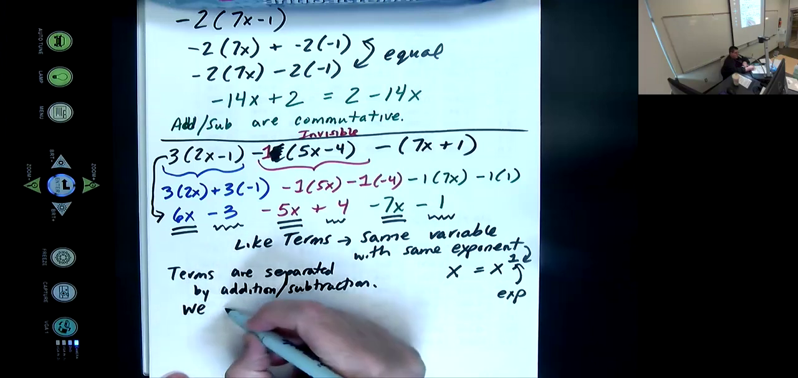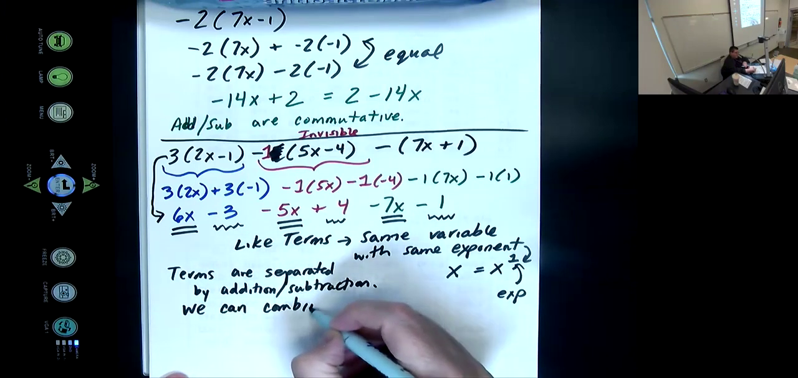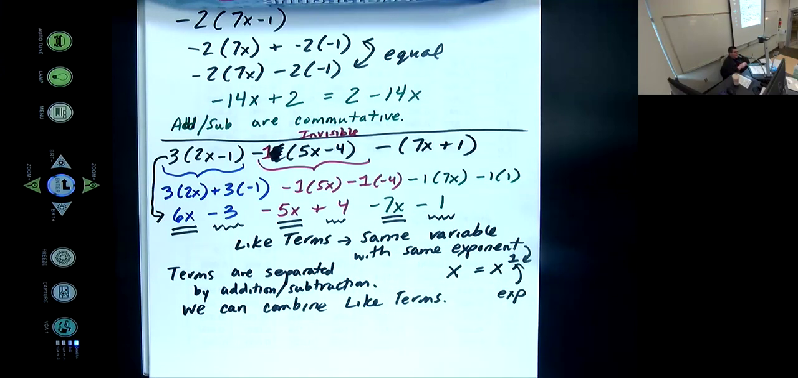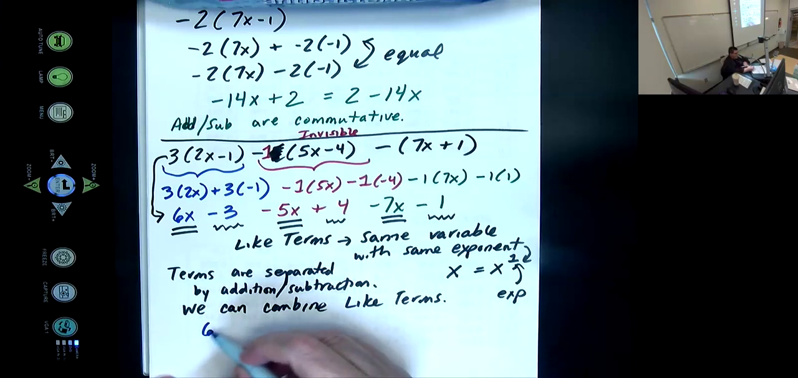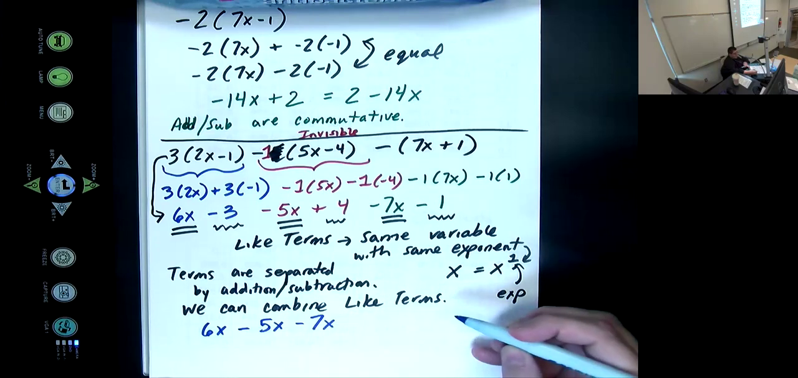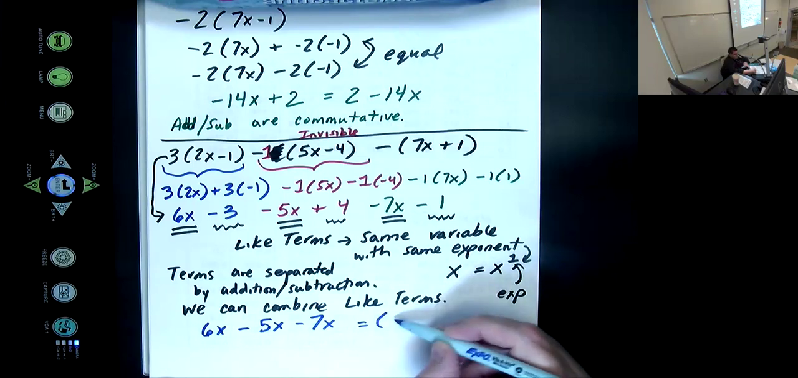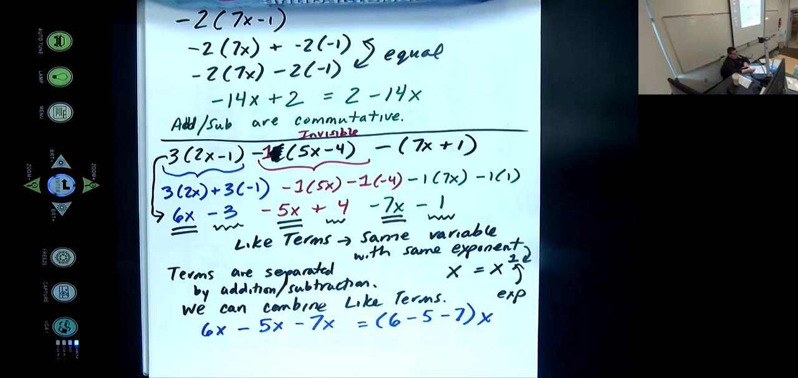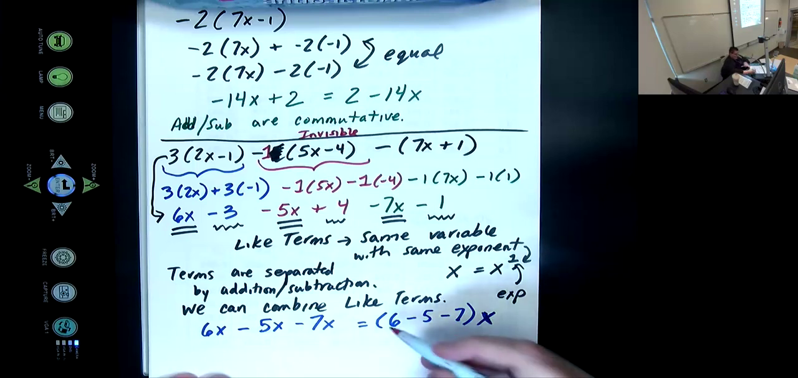So we can combine like terms. And I'm going to write out what is really going on with a skippable step in the future. We have the first set of like terms are 6x minus 5x minus 7x. This is like doing 6 minus 5 minus 7 times x. Here I factored out the x. That's what this process is called. Factor out the x.